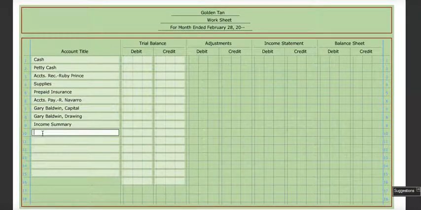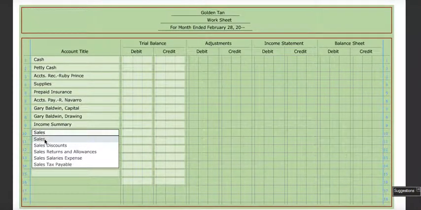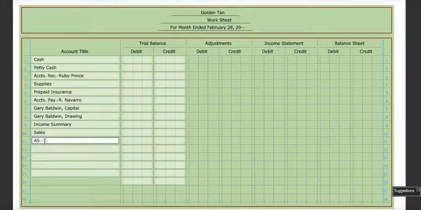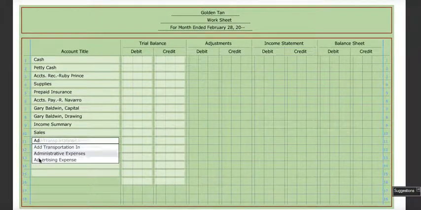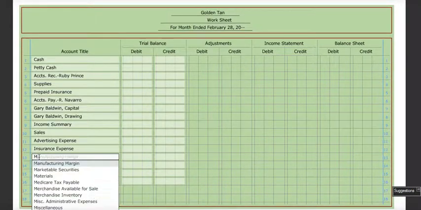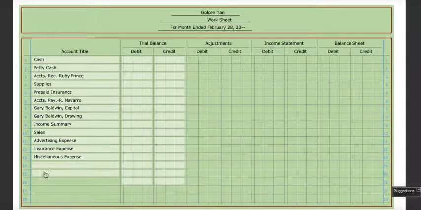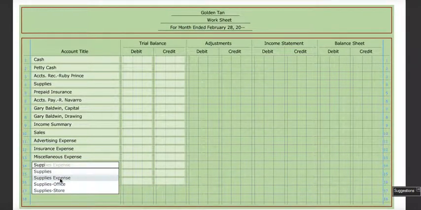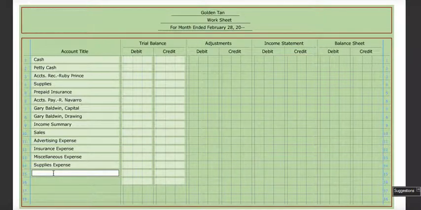Line 10, Sales, followed by Advertising Expense, Insurance Expense, Miscellaneous Expense, Supplies Expense, and my last account title is going to be Utilities Expense.